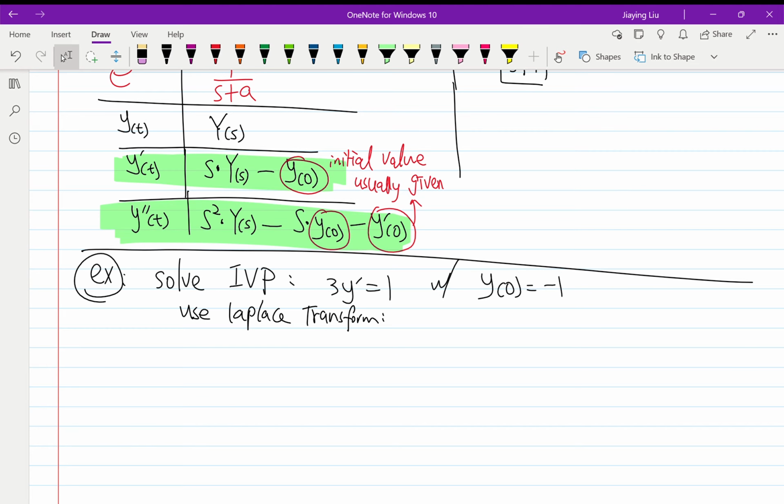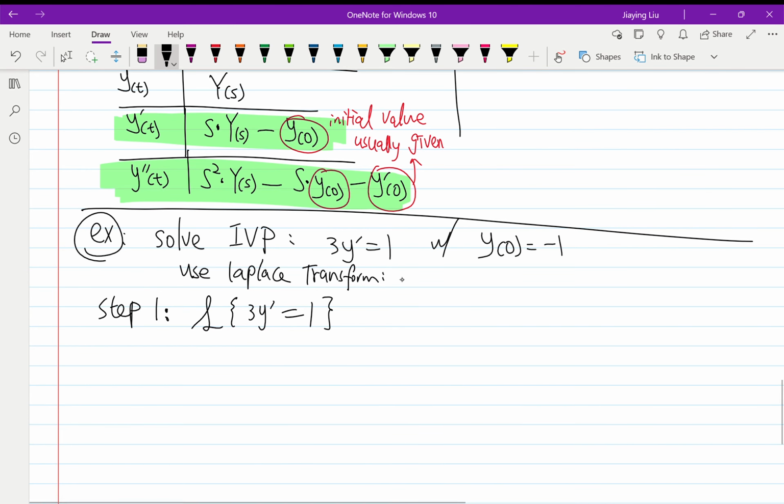So what we're going to do, the first step using Laplace transform, is that we're just going to take that equation and take the Laplace transform of the entire equation. It means take the Laplace transform of every term there. So the Laplace transform of the equation 3y prime equals 1, which is equivalent to taking the Laplace of each term there, 3y prime, and the Laplace of 1 on the right hand side.